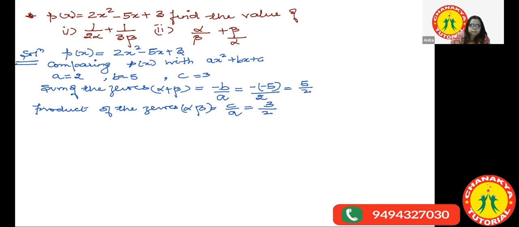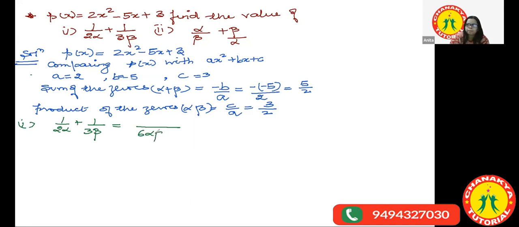Now children, come to this first part. You have to find the value of 1 upon 2 alpha plus 1 upon 2 beta. So children, if you see the zeros and fraction, your first step will be to take the LCM. Take LCM. LCM will be 2 into 3, that is 6, as both denominators are different.